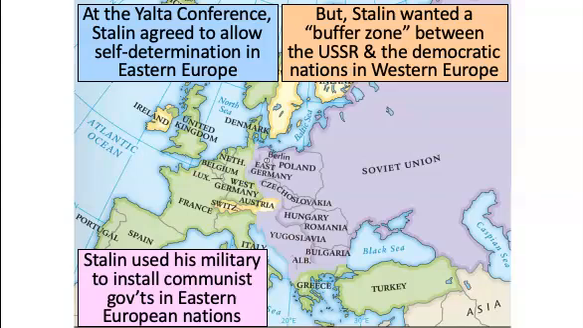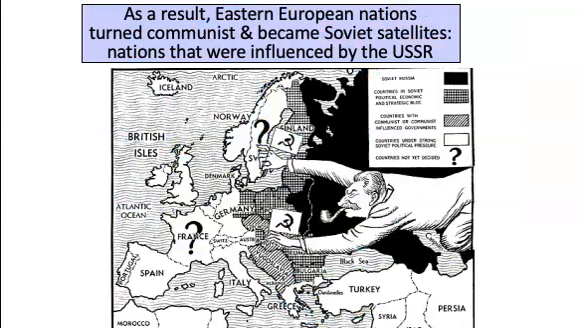Stalin would use his military to install communist governments in these Eastern European nations. As a result of this, Eastern European nations turned to communism, not because they wanted to, but because they really didn't have a choice. And they became what were known as Soviet satellites, simply meaning that they would be controlled and revolve around the central power that was the USSR.